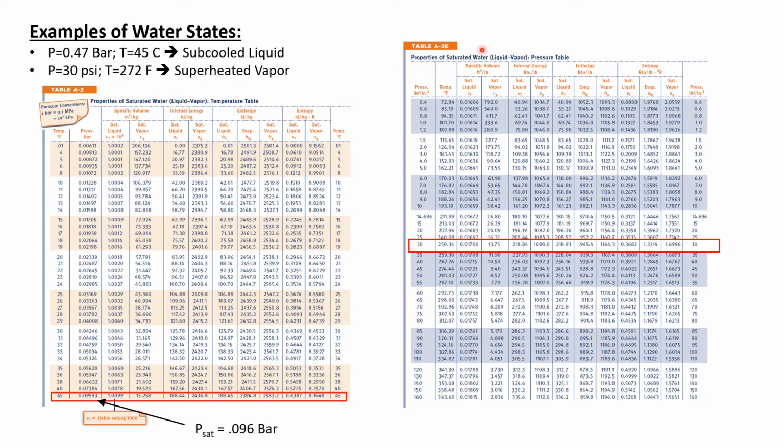So I'm going to go to the saturated water table in English units, and I'm going to get the one that's organized by pressure. And I'm going to come down here and find a pressure of 30 psi. And at that pressure, the saturated temperature is 250.34. Is our temperature 250.34? No, it's higher than that. And because the temperature is higher than the saturated temperature, then I know that I have a superheated vapor.